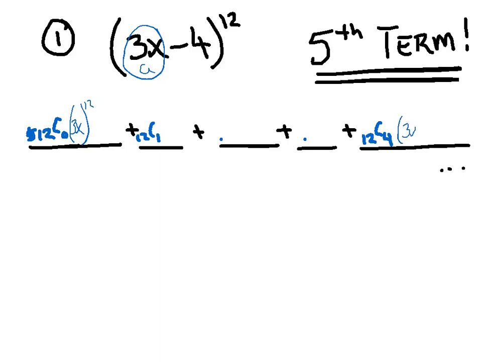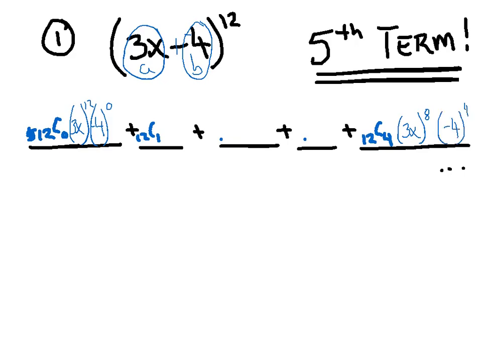So we got our 3x to the 8th power, and then we're going to go ahead and finish up our b term right here. Remember, we went plus and we made the 4 a negative. So right there's my b term. So we've got -4 to the 0. We've got -4 to the first, -4 squared, -4 cubed. And then right over here, we've got -4 to the 4th power.